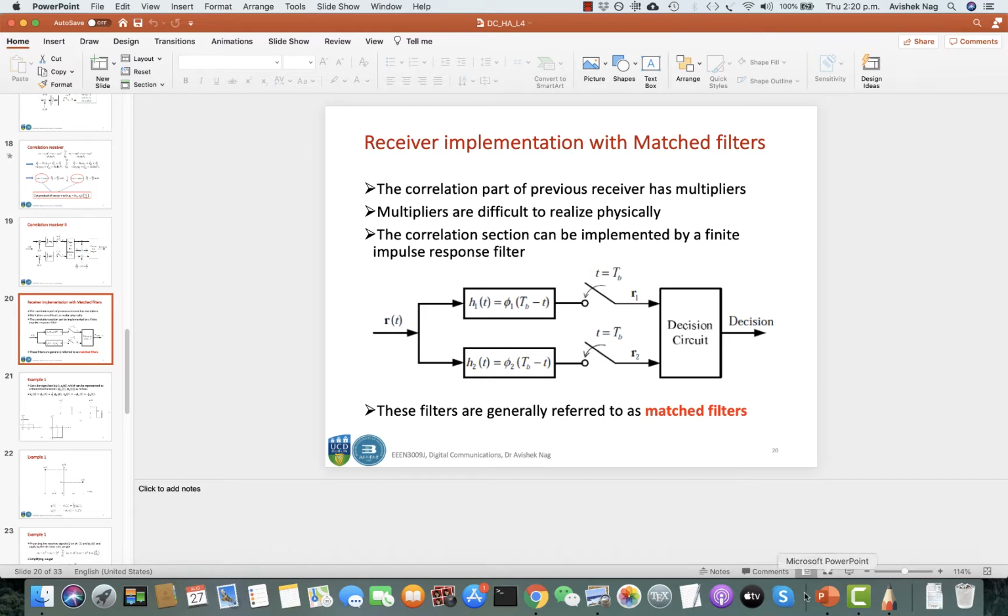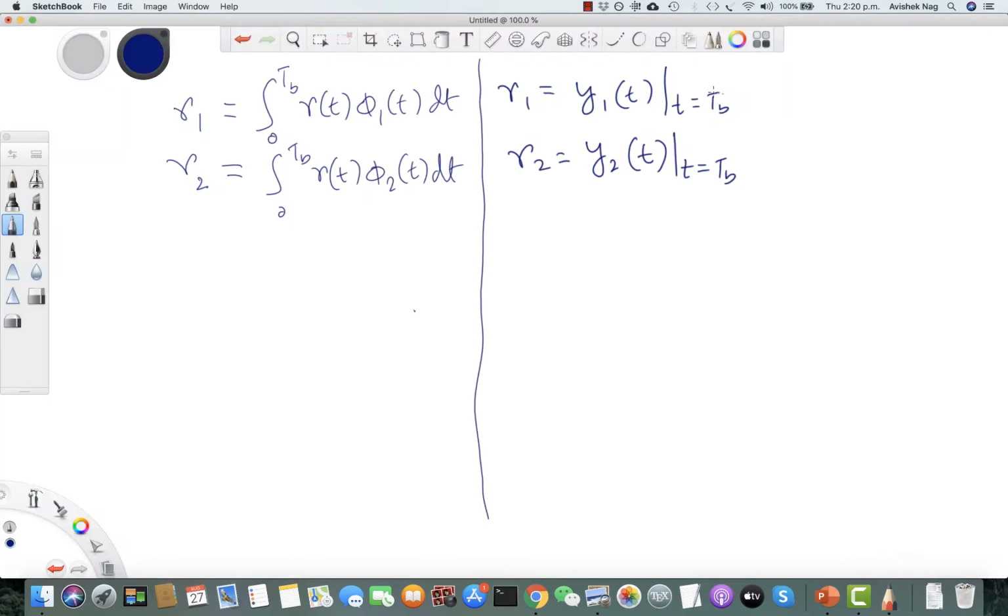Where your y1(t) is the convolution of r(t) with h1(t), and y2 is the convolution of r(t) with h2(t). Now let's look at this example. So what is r(t)?